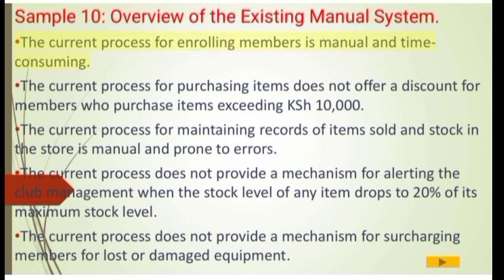The current process for enrolling members is manual and time-consuming. The current process for purchasing items does not offer a discount for members who purchase items exceeding KSH 10,000. The current process for maintaining records of items sold and stock in the store is manual and prone to errors.